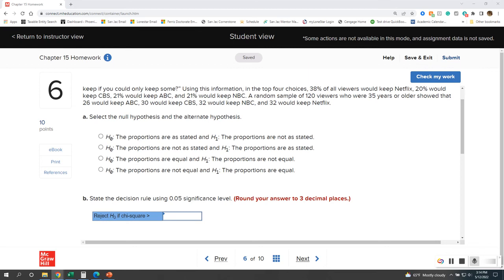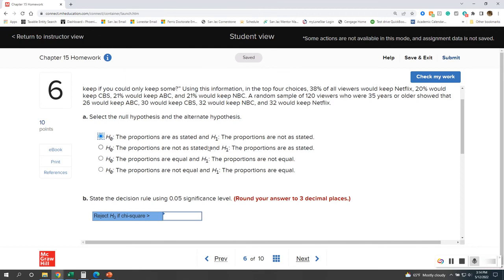So for this, we have 2 keywords. One is saying stated and one is saying equal. Well, because they're proportioned, as you see, 38%, 20% so far, that is a stated. So, the proportions are as stated or as not as stated. Remember, alternative is always the negative.